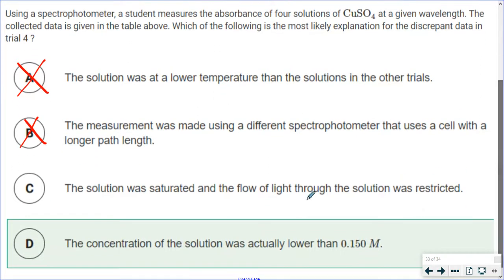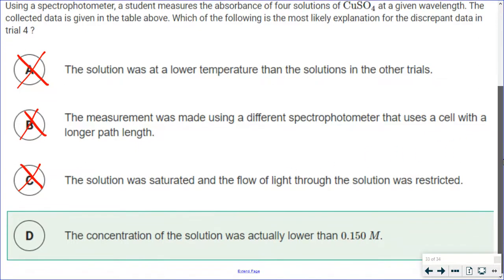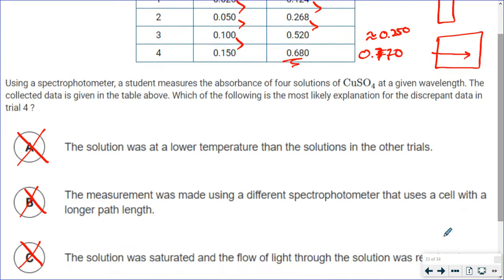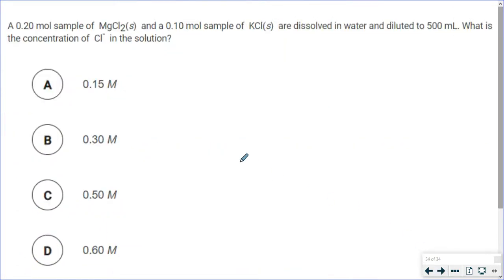The solution was saturated, and the flow of light through the solution was restricted. No, that would increase our absorbance as well. So D is our only correct answer here. The concentration was actually lower. And if the concentration was lower here, we would expect a lower value for absorbance, and that would match our discrepant event.